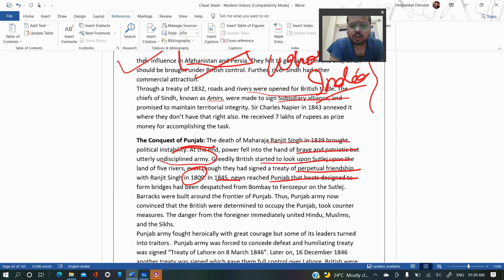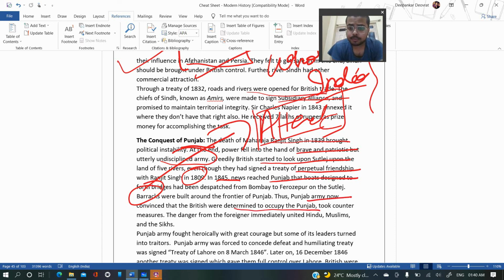Barracks were built around the frontier of Punjab. Thus, the building of the barracks confirmed to the Punjab people that they were going to be attacked by the British. So the Punjab army was now convinced that the British were determined to occupy the Punjab, and to counter the danger from the foreigners, they immediately united Hindus and Muslims.